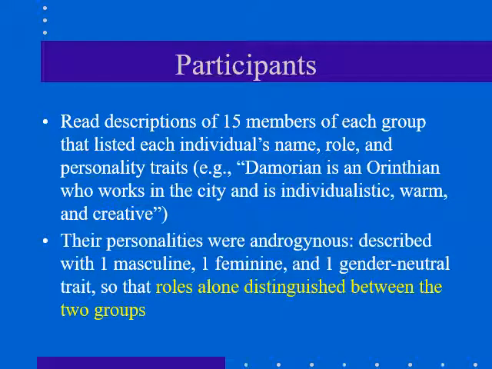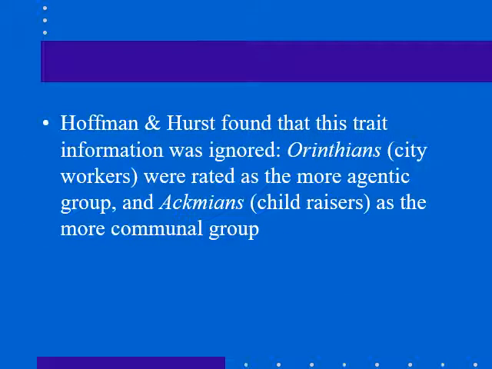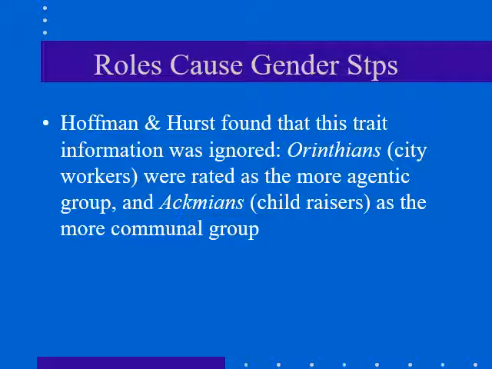So note that their personalities were androgynous, meaning equally male and female, because every individual was described with one masculine, one feminine, and one gender-neutral trait, so that the only thing that distinguished between the two groups was whether they worked in the city or whether they raised children. And what did Hoffman and Hurst find? They found that trait information, although it was androgynous, was completely ignored. Orinthians, the city workers, were rated as the more agentic group, while Acmeans, the child raisers, were seen as more communal. In other words, roles and deeds seemed to cause gender-like stereotypes.